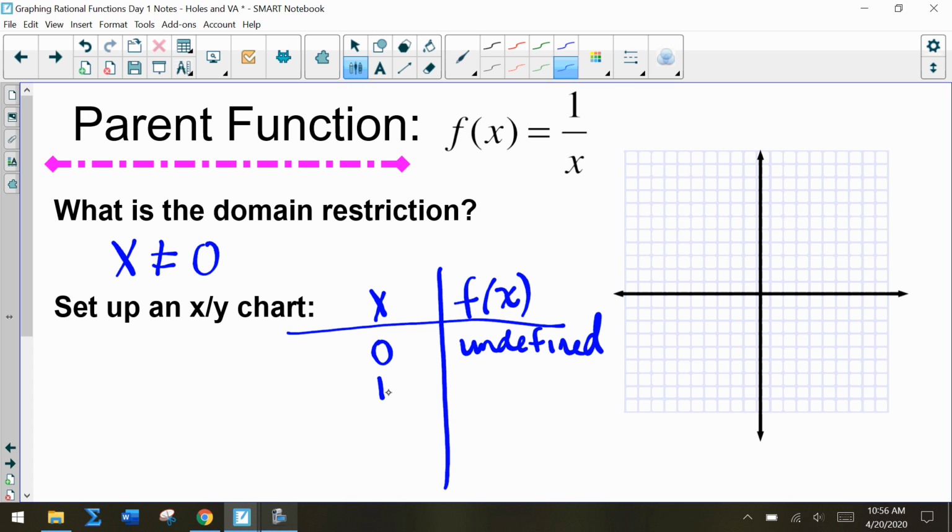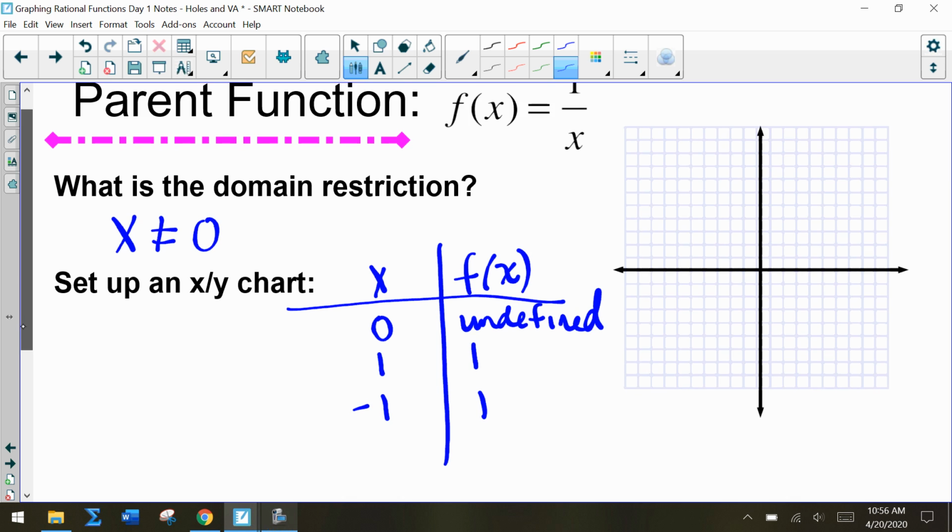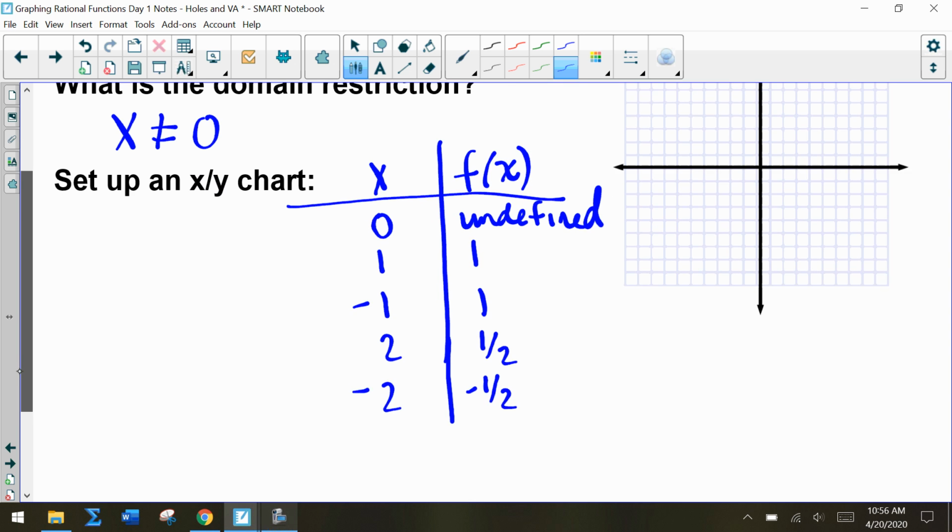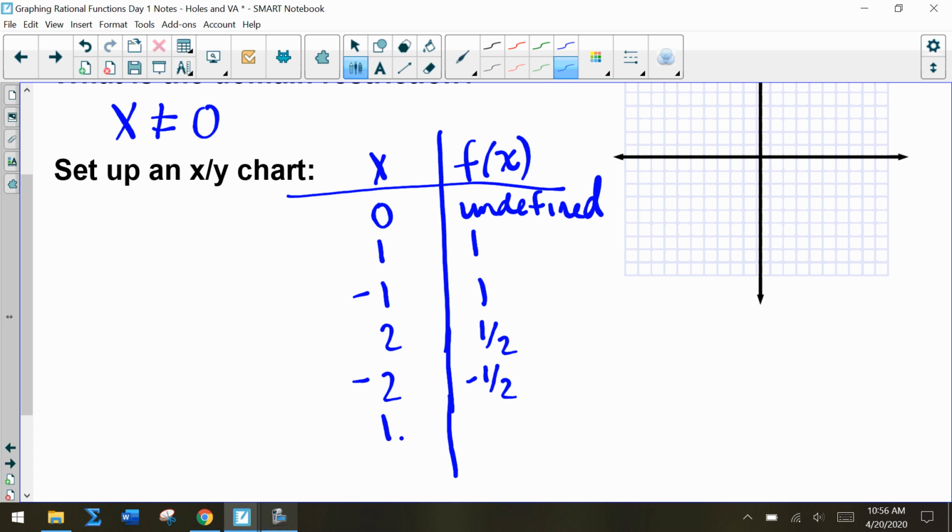If x is 1, we have 1 over 1, it's 1. If x is negative 1, we have negative 1. If x was 2, it would be 1/2. If x was negative 2, we'd have negative 1/2. What if x was 1/2? Let me do that work over here. We have f of 1/2.